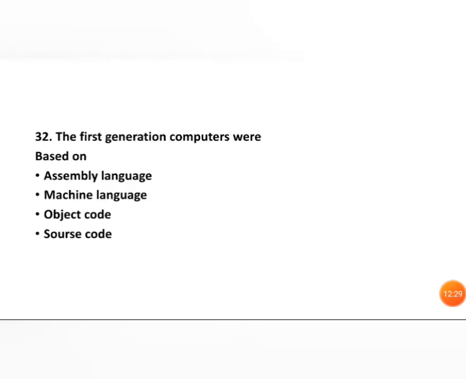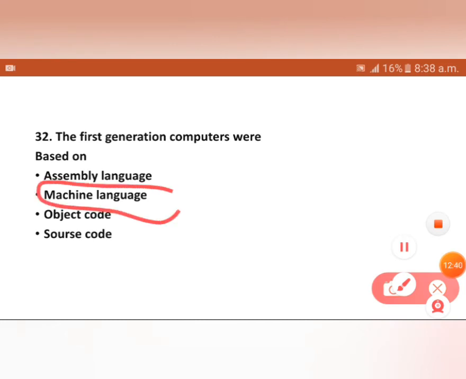One more question: the first generation computers were based on assembly language, machine language, object code, or source code. The correct option is option number B, machine language. Regarding the first generation computer, we have to remember that the device used in the first generation was vacuum tube. In the second generation it was transistor. In the third generation it was IC. In the fourth generation it was microprocessor.